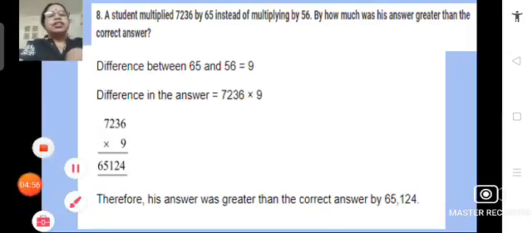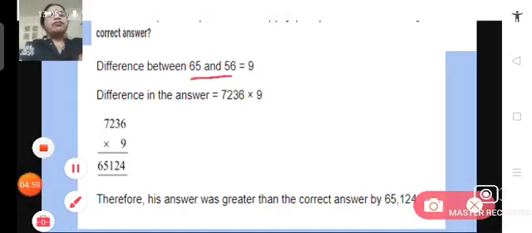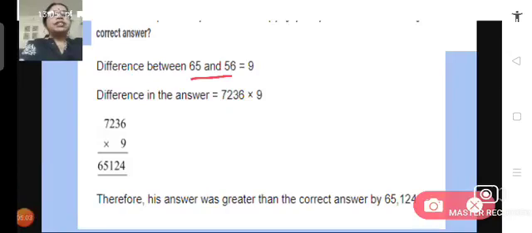So what is the difference between 65 and 56? It is 9. When we subtract 56 from 65, we get 9. That is the difference. And what will be the difference in the answer? It will be 7236 multiplied by 9, isn't it? So when we multiply these two, what do we get? We multiply the number by 9.